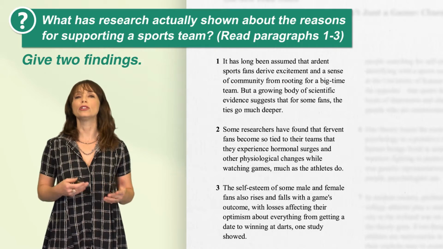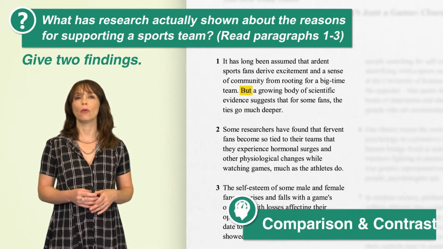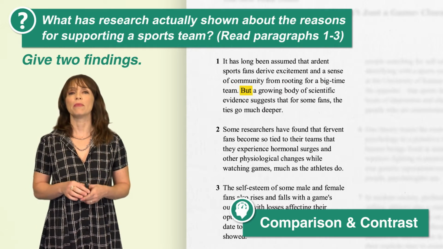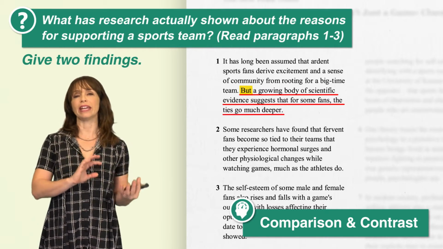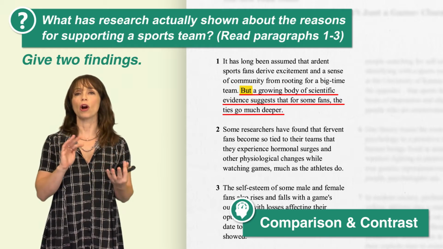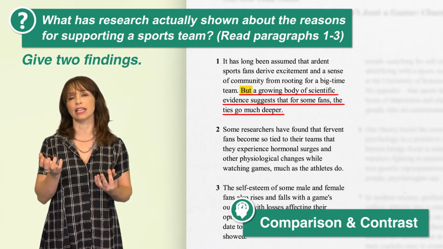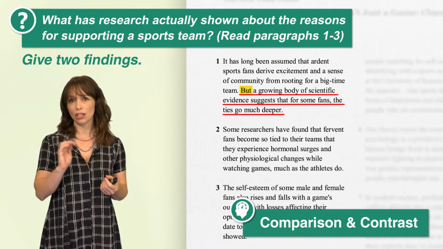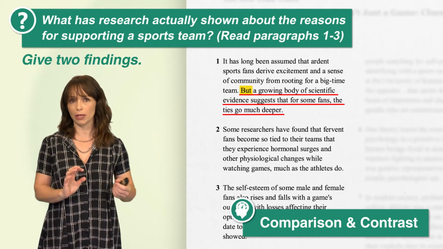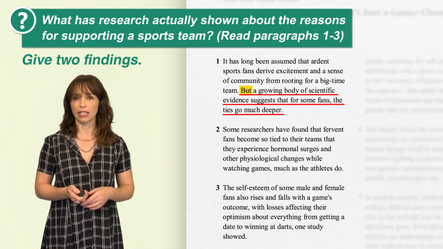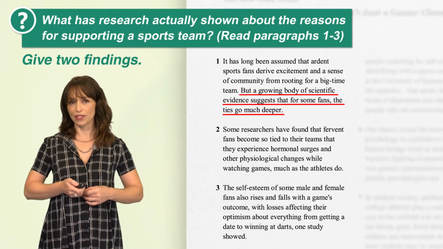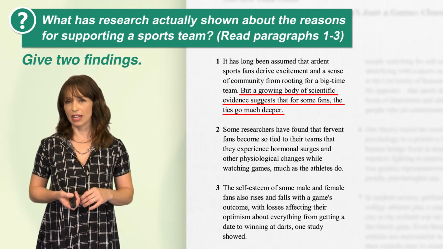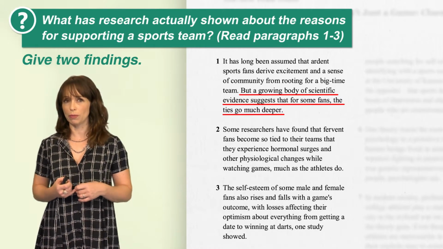Okay, so now notice the word but, aval. Now, whenever you have the word but or however, ken aval, this way the writer is giving you a different opinion or is giving you a contrasting piece of information. כן, איזושהי פיסת מידע שהיא עומדת בניגוד למה שנאמר מקודם. So let's read this sentence. But a growing number of scientific evidence suggests that for some fans, the ties go much deeper.